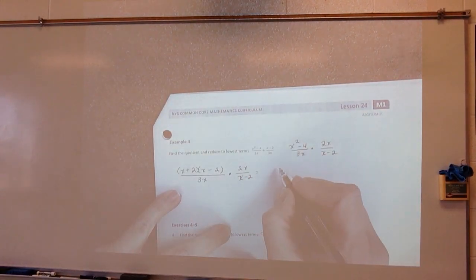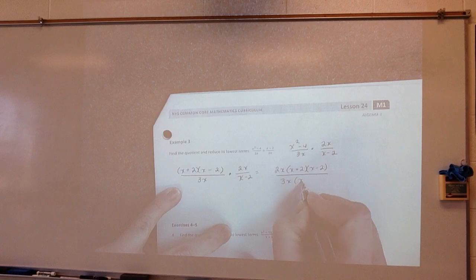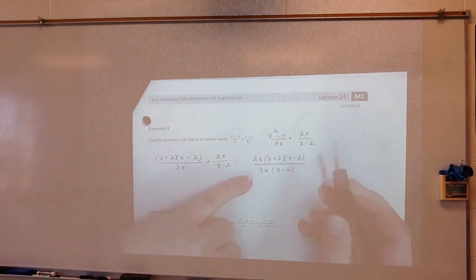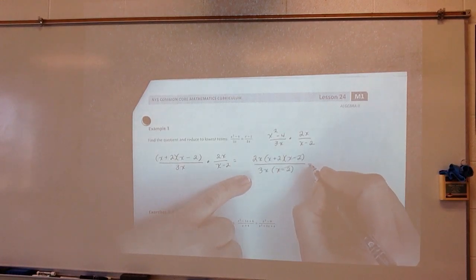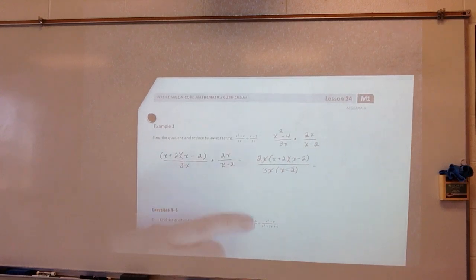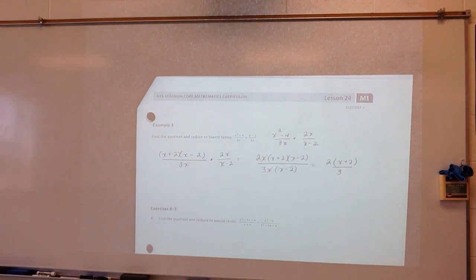So now let's go ahead and multiply. I have 2x times x plus 2 times x minus 2 over 3x times x minus 2. All right, look what happens. They divide and equal 1. Look at my x. My x's also divide and equal 1. So I end up with 2 times x plus 2 over 3. So therefore I have that for example number 3.